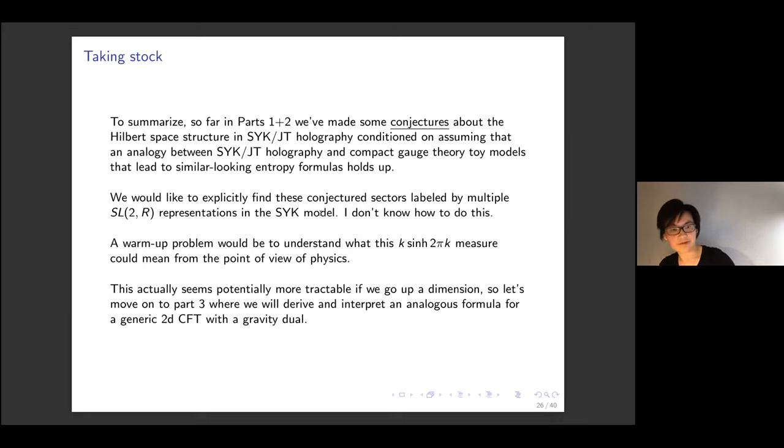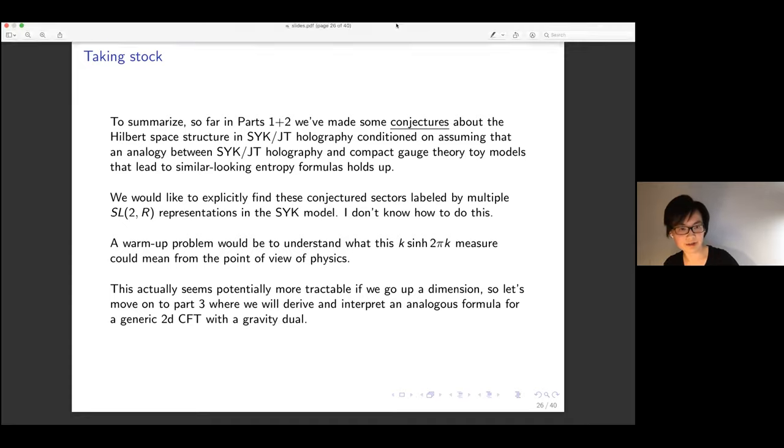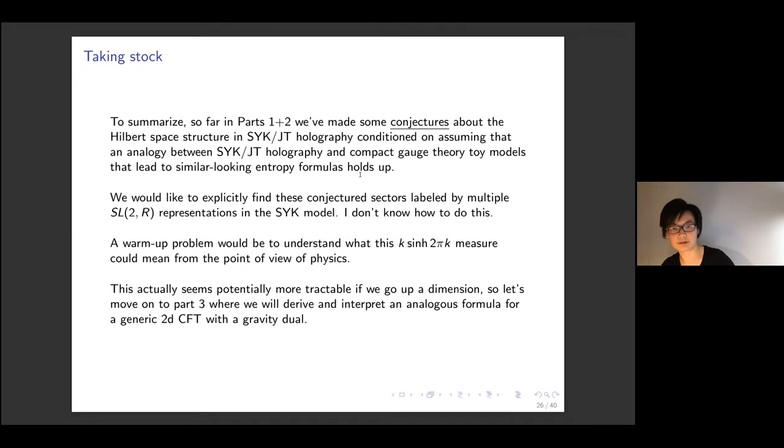Now this question of understanding what this measure might mean in physics seems potentially more tractable if we go up a dimension, because there, this semigroup will turn out to be replaced by a quantum group, and the physical meaning of quantum groups in CFTs seems to have been somewhat better understood. So let me now move on to the last part of this talk, where I'll derive and interpret an analogous formula for a generic 2D CFT with a gravity dual.